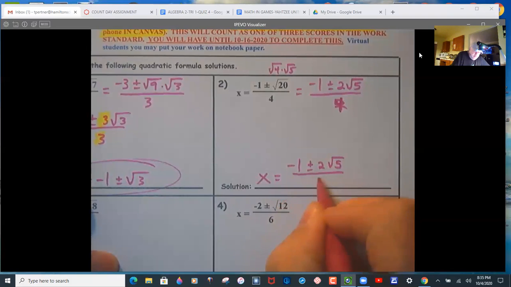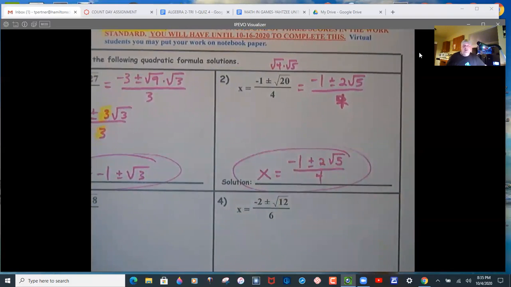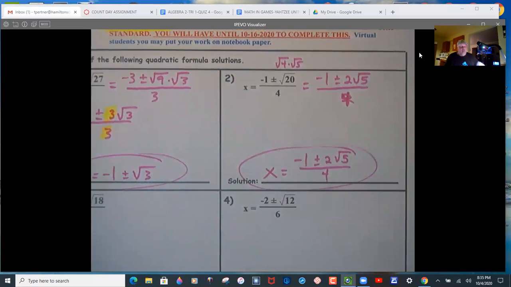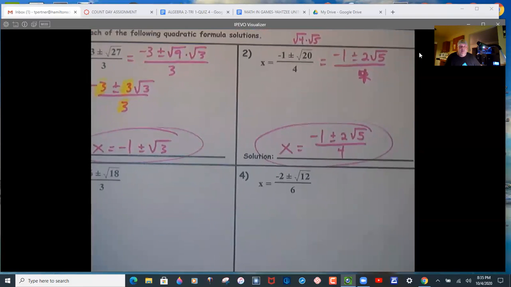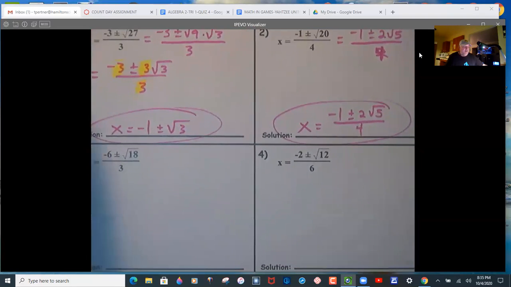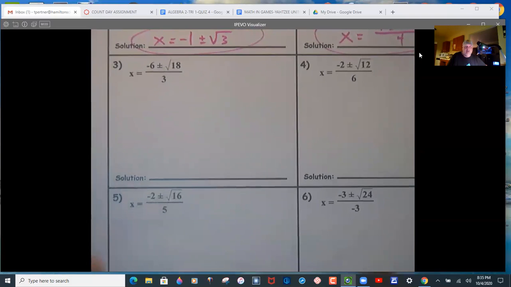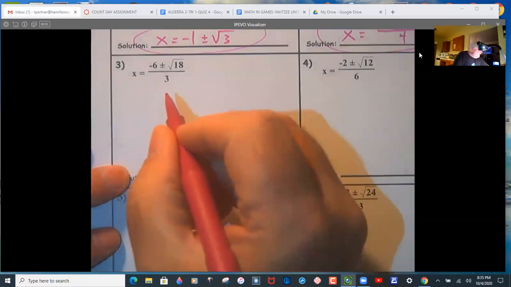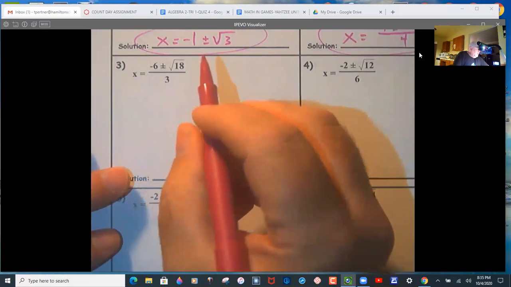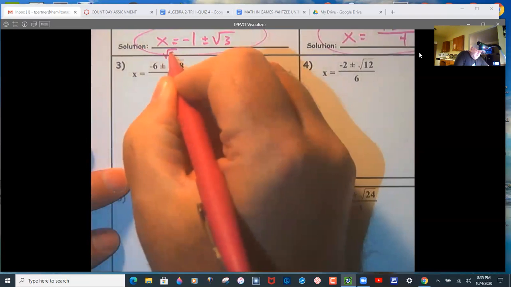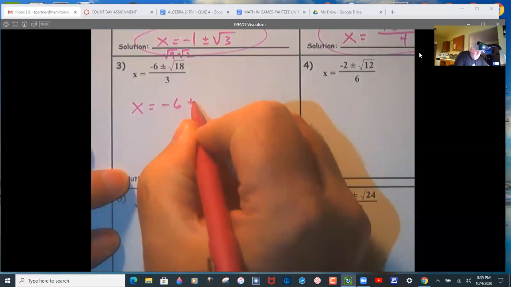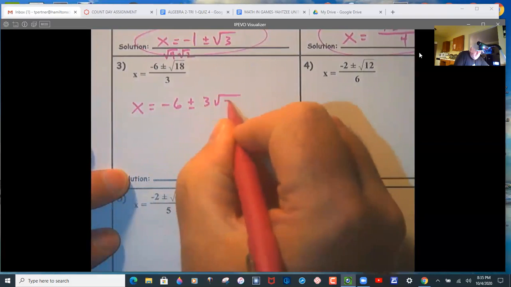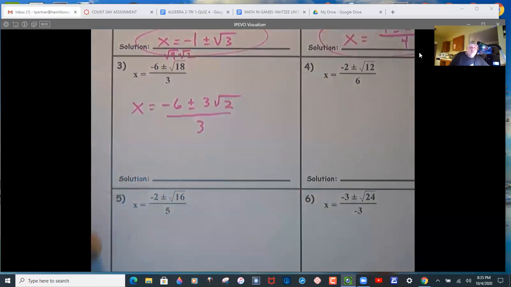A lot of times, just based on how the problems are posed, 4 is actually the perfect square that will go into the number that you're trying to take the square root of. If there is one, there may not actually be a largest perfect square. So 18, 9 and 2. So that's going to be 3 times the square root of 2 over 3.